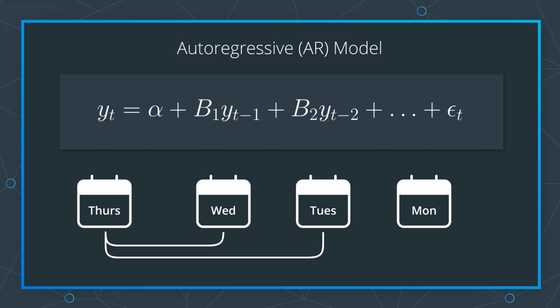If data from a previous period has some predictive value, then its coefficient will be non-zero. The number of past values used in the model is known as the lag. We define an AR model by its lag.